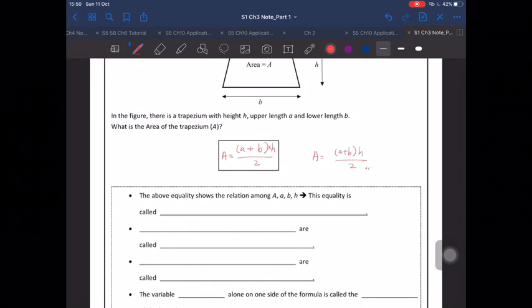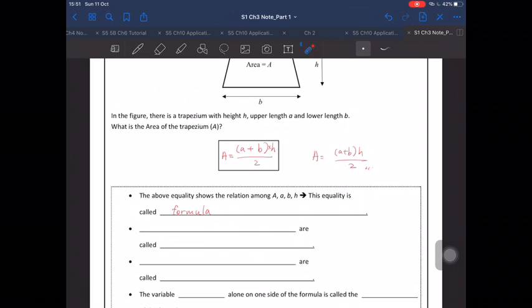So now for the above equality, you will say that equality means that the relationship among capital A, small letter a, B, H, this equality, we will say this is a formula. Okay? So that means any equality combined using different variables, we will say it is a formula.